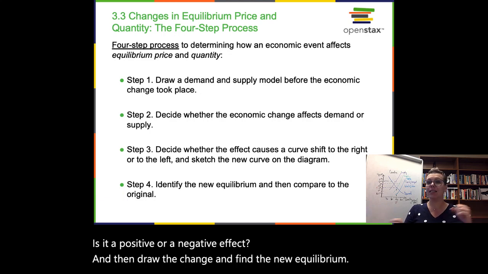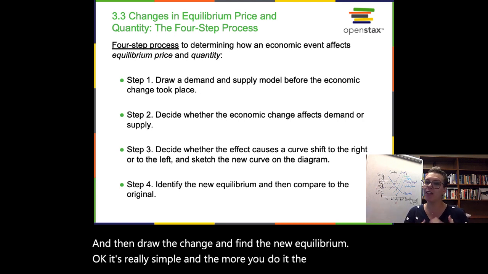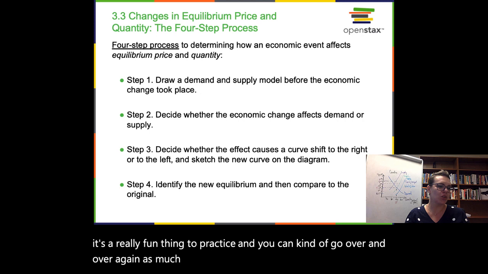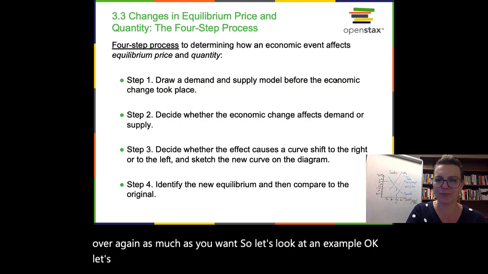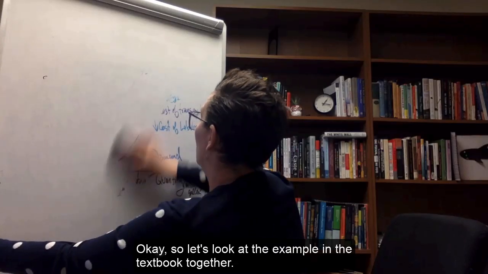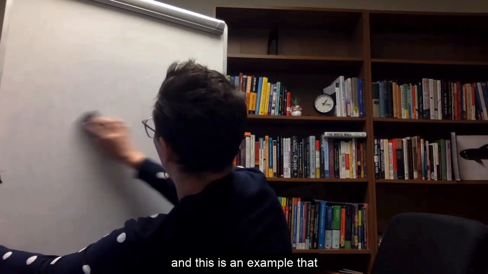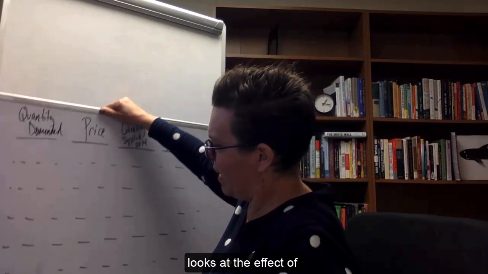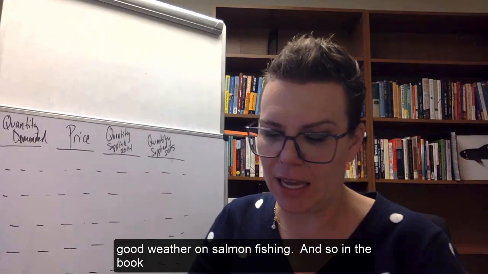Okay? It's really simple, and the more you do it, the easier it gets. So it's a really fun thing to practice, and you can go over and over again as much as you want. So let's look at an example. Let's go back to the board. Okay, so let's look at the example in the textbook together. And this is an example that looks at the effect of good weather on salmon fishing.